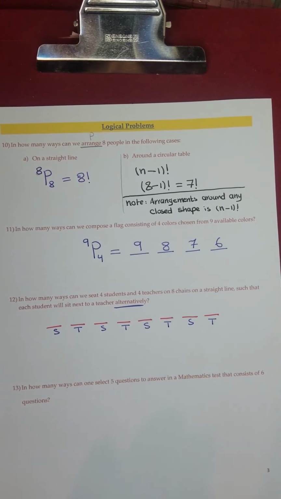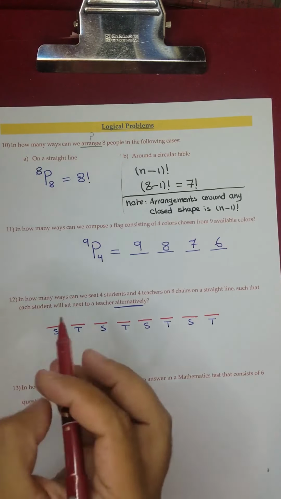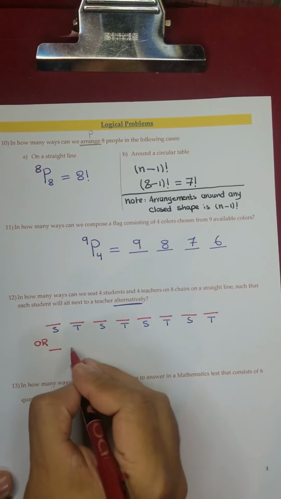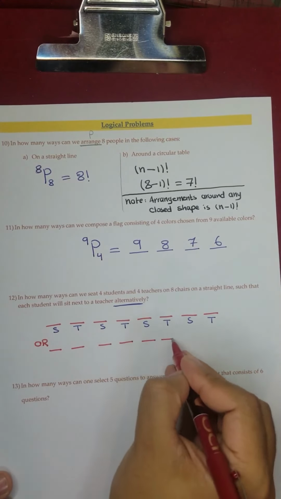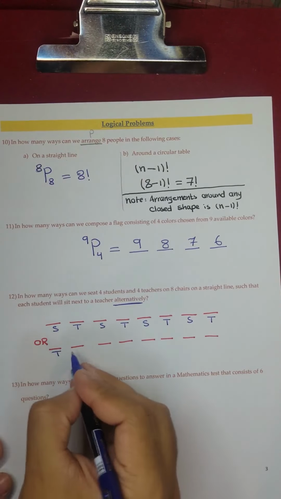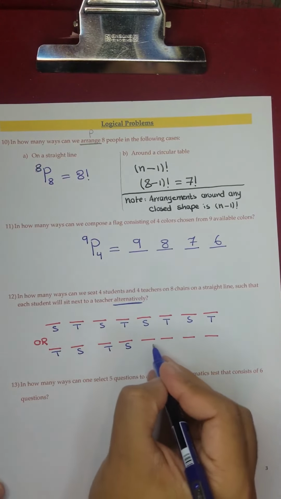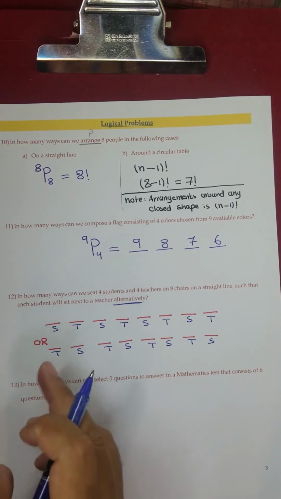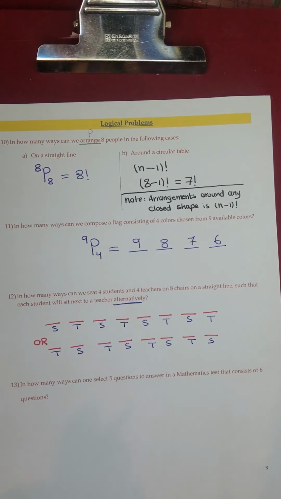But I must ask myself, is there another scenario possible? Is this the only way I can do it? Or maybe there is another way. Yes, we can seat the teacher first, and then the student. So it's teacher, student, teacher, student, teacher, student, teacher, student. So I can start with the student or I can start with the teacher from the left.